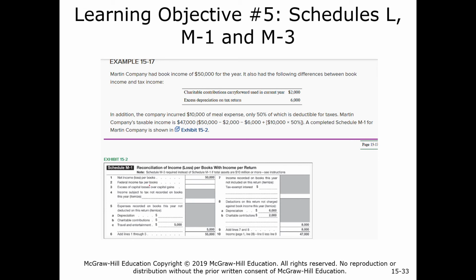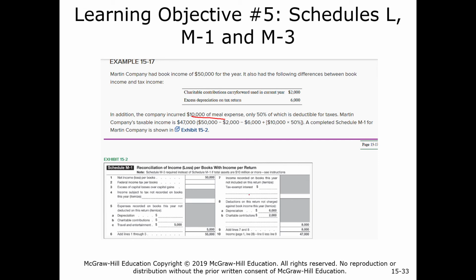And so we begin with items: income subject to tax that was not recorded on the books, or expenses that were recorded on the books but were not allowed for tax purposes. That could be an excess, that could be charitable contributions. In this case, we have a meal, and meals are subject to 50%, so that means that 50% of meals will not be allowed for tax purposes.